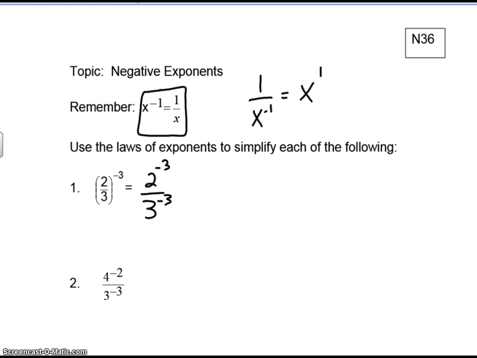Okay, so number 1, the fraction 2/3 raised to the negative 3rd power, both the numerator and denominator will get the exponent of negative 3. Since they're both negative, we're going to take the reciprocal in order to turn them positive. 3 to the 3rd power is 27. 2 to the 3rd power is 8.